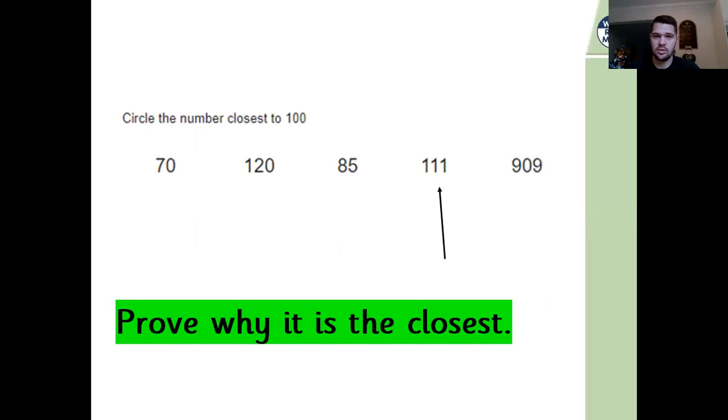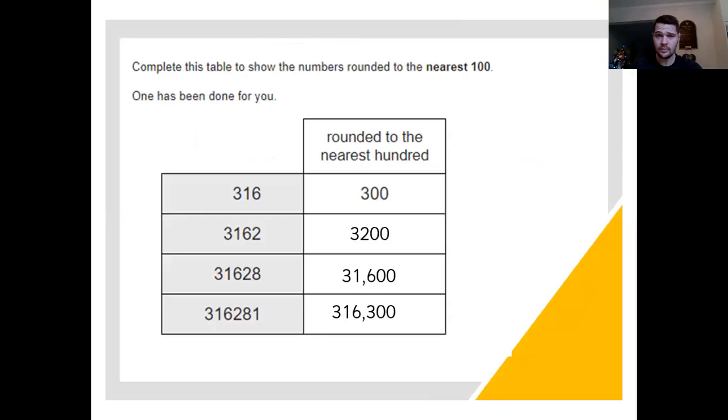111 is closest to 100 because it is 11 away, whereas 85 is 15 away, 120 is 20 away, 70 is 30 away, and 909 is 809 away, so definitely not that one.